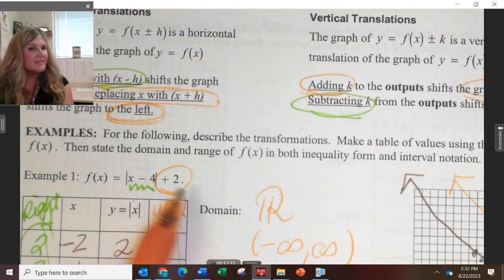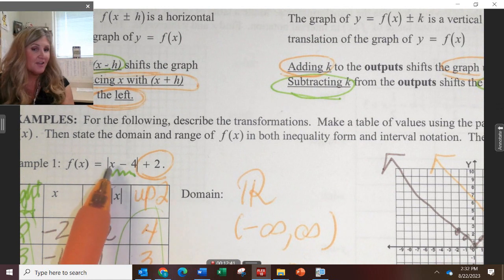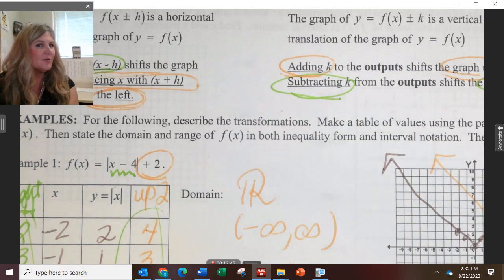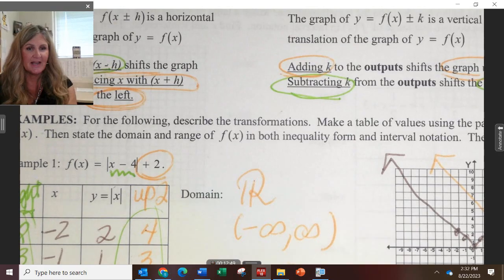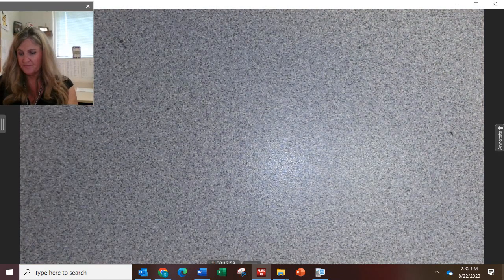How did I know it was a V shape? What told me that? Absolute value. Okay? In my last class, people started on their homework, and they were making everything V's. Not everything's a V, only if we see absolute value. All right, let's go to the next one.